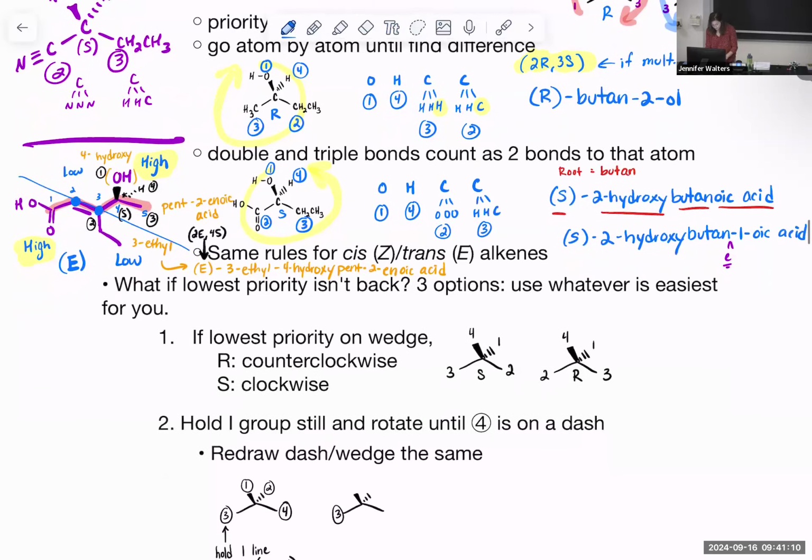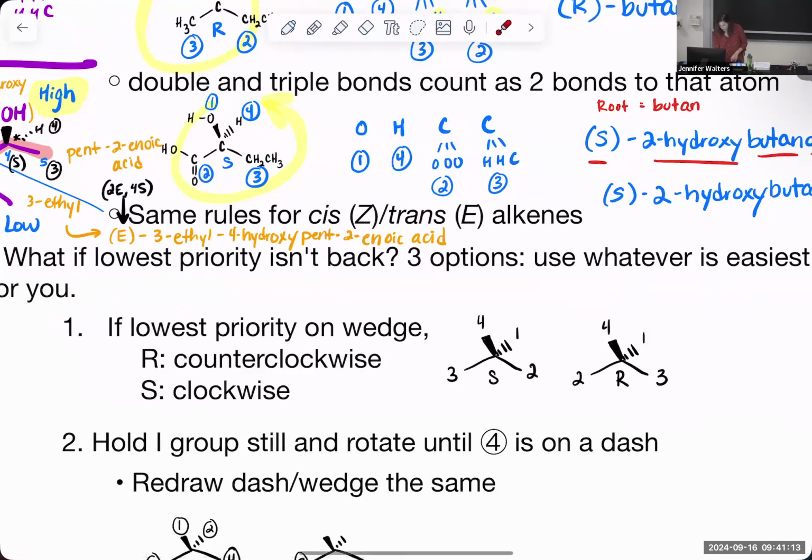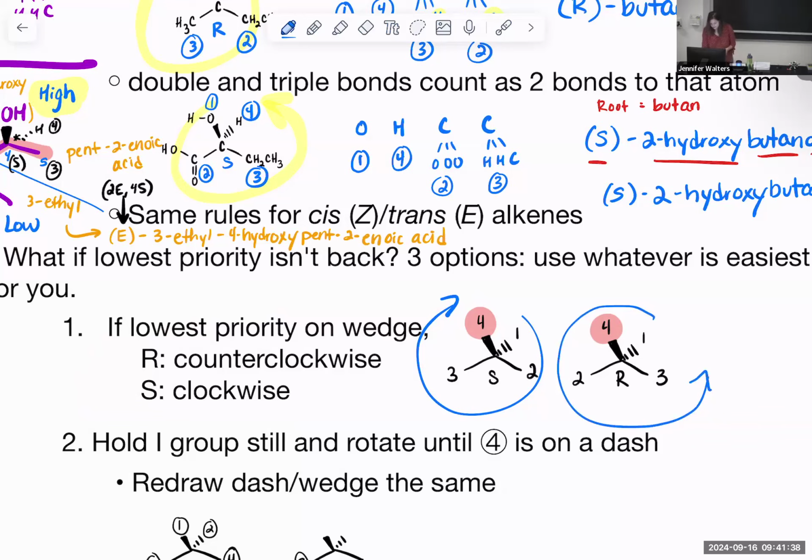The first thing that we can do is if your lowest priority is on the wedge, then it's going to flip your assignments. So just flipping it from dash to wedge flips the R and S. So now, when my lowest priority is on that wedge, when I connect 1 to 2 to 3, that clockwise is now S. The counterclockwise is now R. And it's just because the lowest priority is on the wedge. So if you flip from dash to wedge, you flip the R and S.